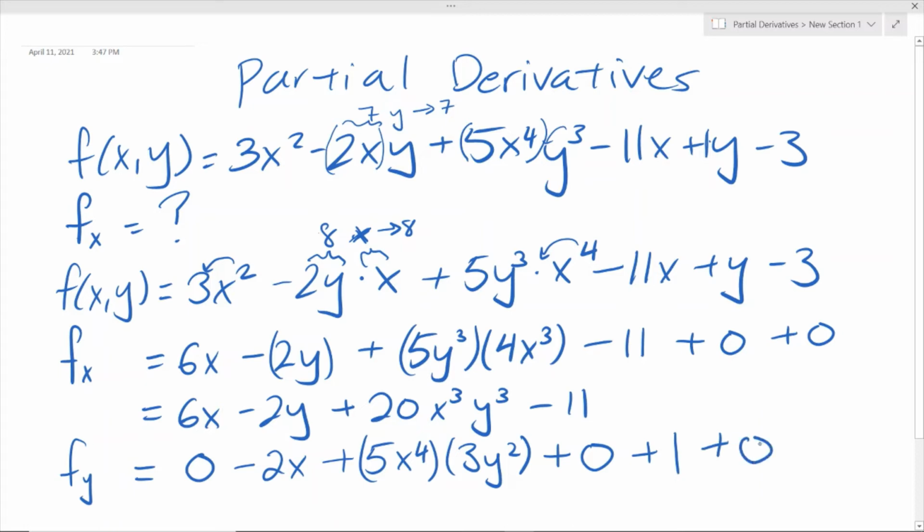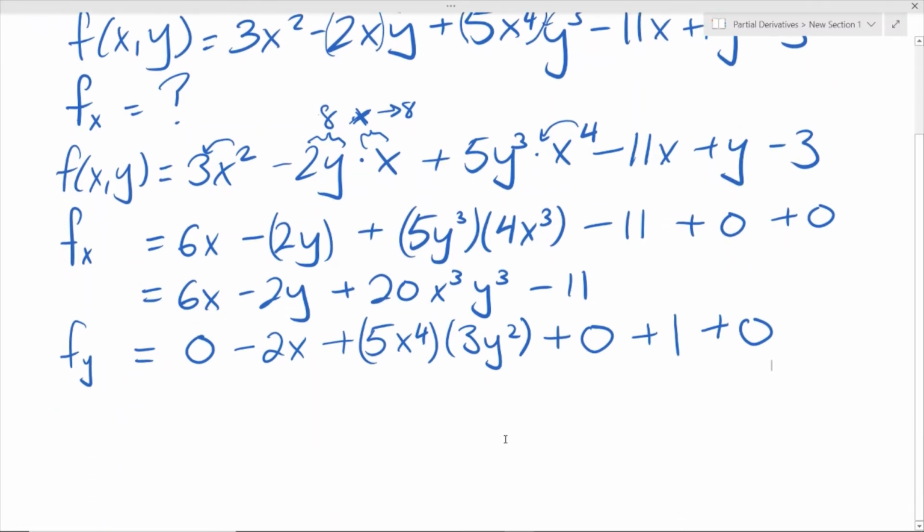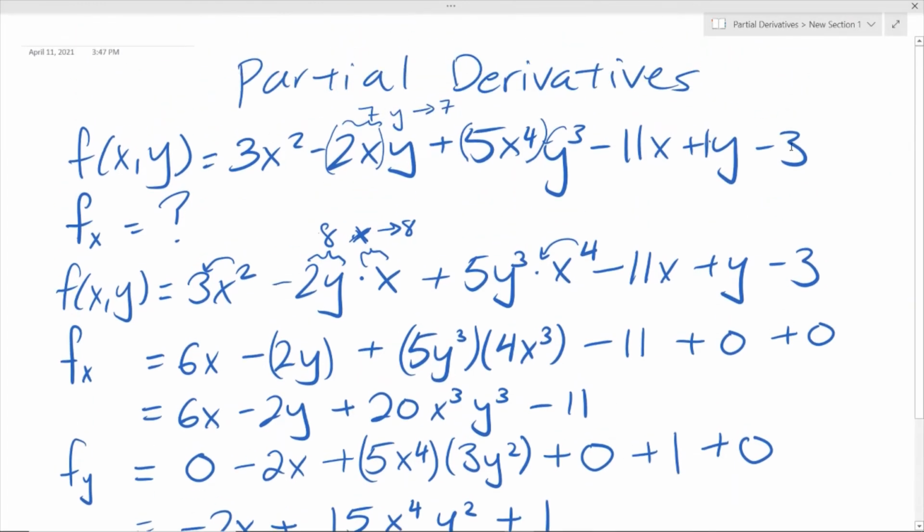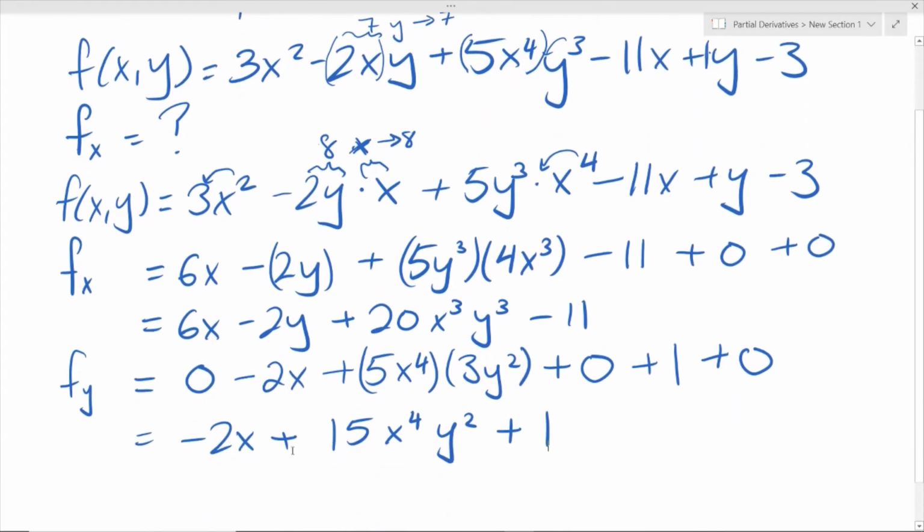Just like that. So now we are going to simplify this. If we're to simplify it, well, we're not going to write the 0, so it's going to be negative 2x plus, what's 5 times 3? It's going to be 15. 15 times x to the exponent of 4 times y squared, right? We're just reorganizing this. And then we have to add 1. Just like that. This is our partial derivative for this function with respect to y, right here.